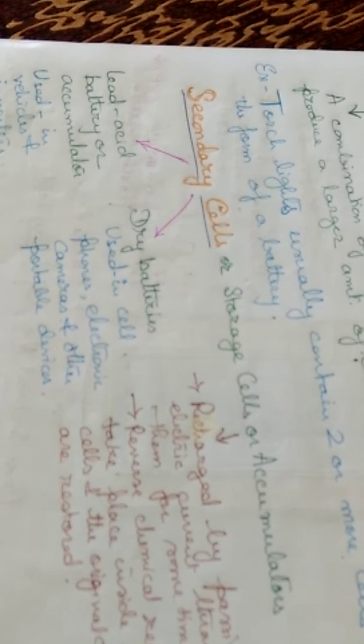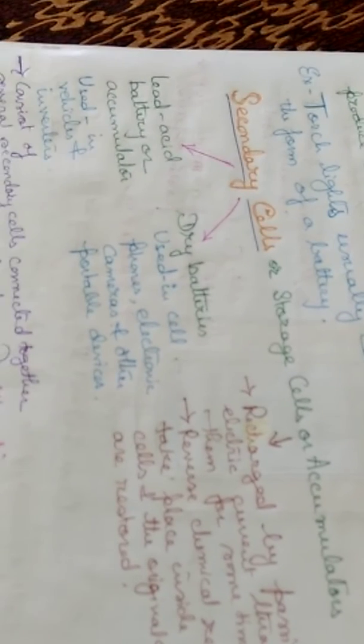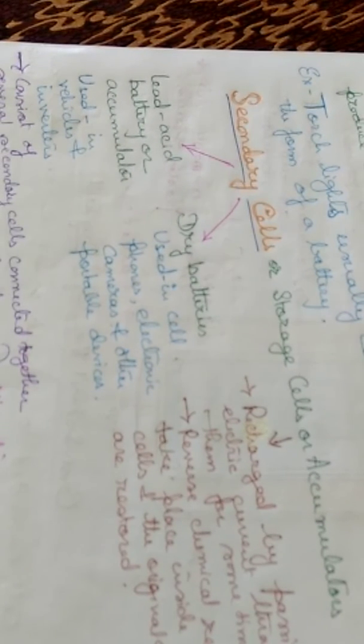Now there are two types, I told you: lead acid battery or accumulator, or dry batteries. Lead acid batteries are used in vehicles or inverters, whereas dry batteries are used in cell phones, electronic cameras, and other portable devices.